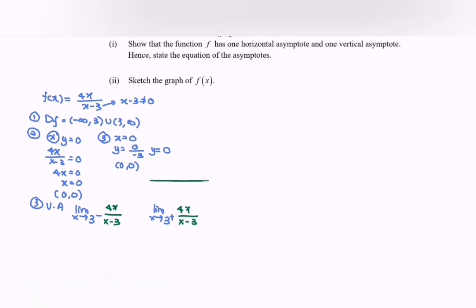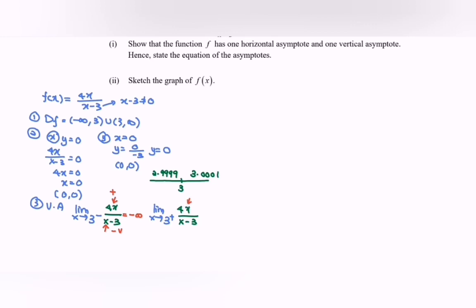So here we have the number line. Here we have the 3. For the left hand side, we have 2.9999. Then for the right hand side, 3.0001. So kindly substitute 2.999 in this part. Very obvious, we will have a positive value. If we substitute in this part, we will have a negative value. So in here, we have negative infinity, meaning that it is decreasing without bound.